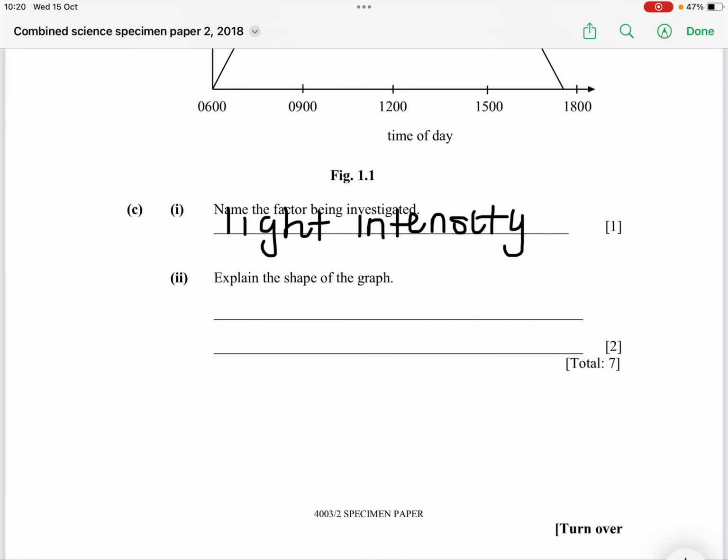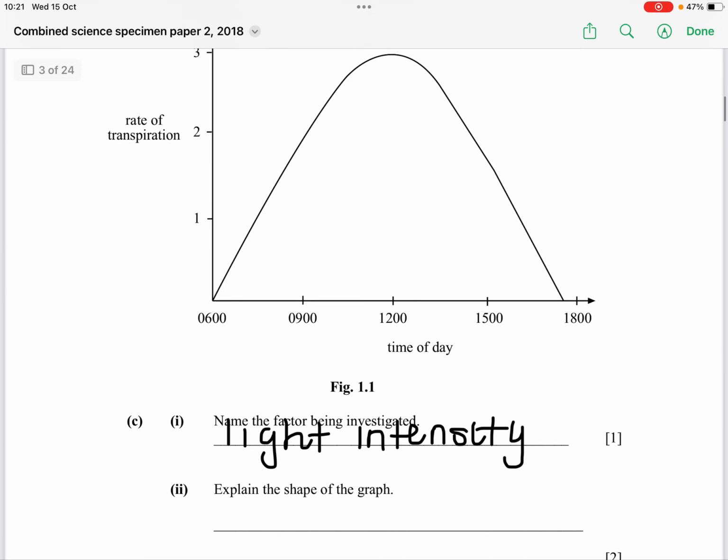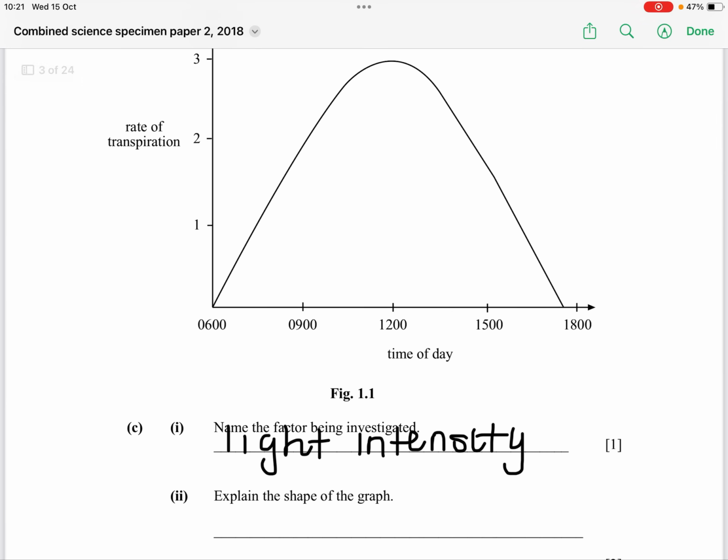And then explain the shape of the graph. So I want you to see something. Our light intensity increases from morning to midday, resulting in increase of rate of transpiration. After midday, the temperature or light intensity decreases, resulting in decrease in the rate of transpiration. So we are supposed to explain the shape of the graph.